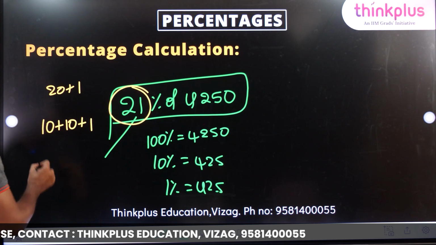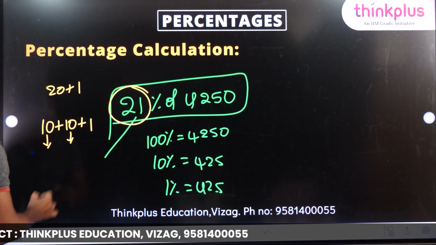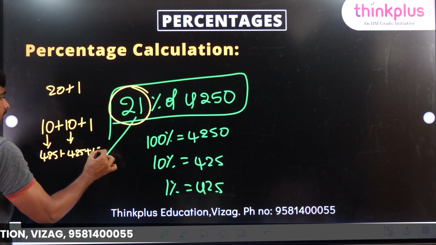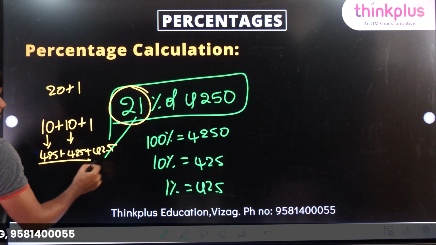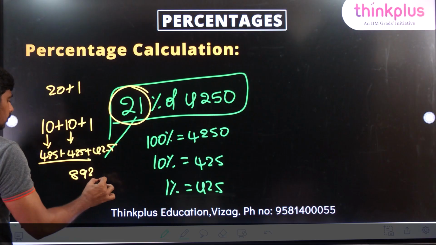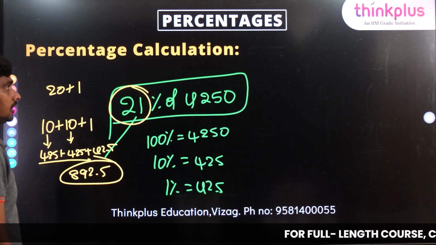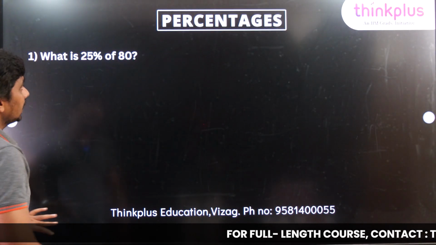Okay, 10 plus 1. 10 percentage means 425. This is also 425. 425 plus 425 plus 42.5. This is 850 plus 42.5, 892.5. Okay, so this is the way you can do the percentage calculation. But sometimes the questions will slowly get tougher.